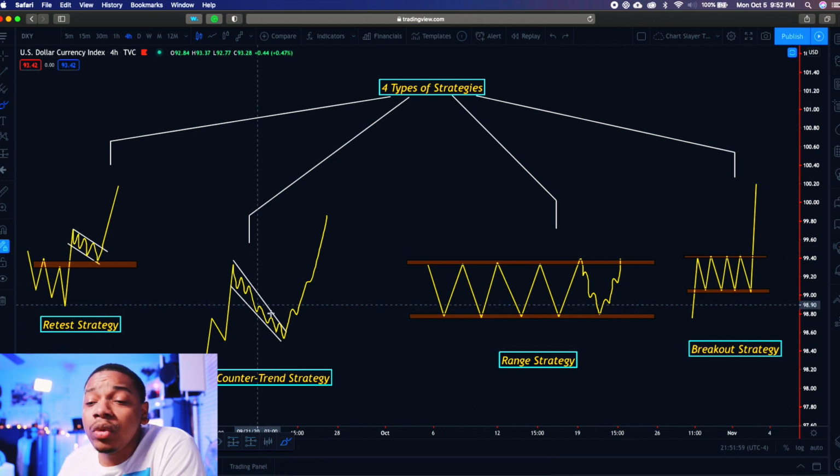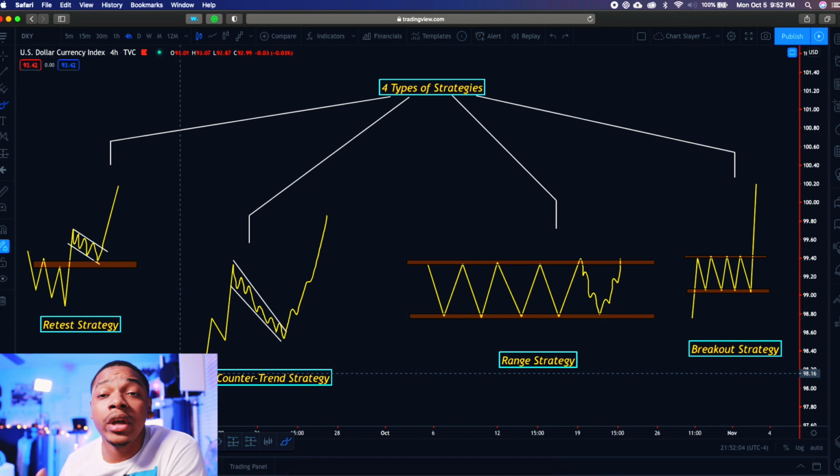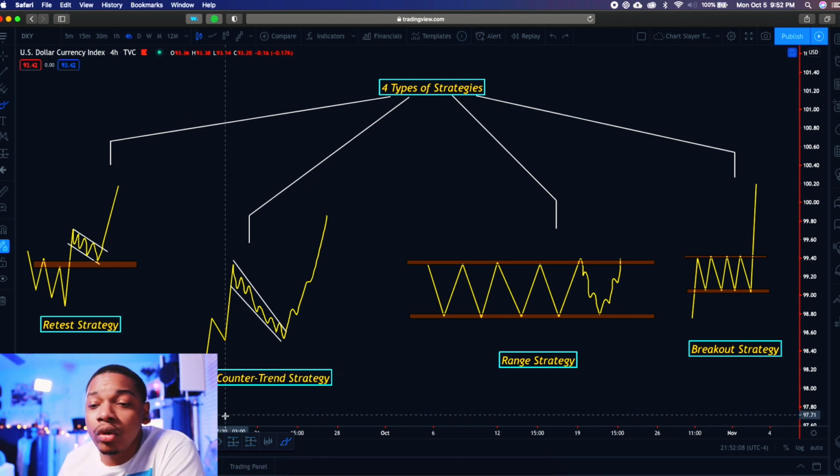Now, the next one is something called counter trend trading. What is counter trend trading? Counter trend trading is pretty much trying to trade against the trend, right? So this is an uptrend. You're trying to sell here, sell here, sell here.